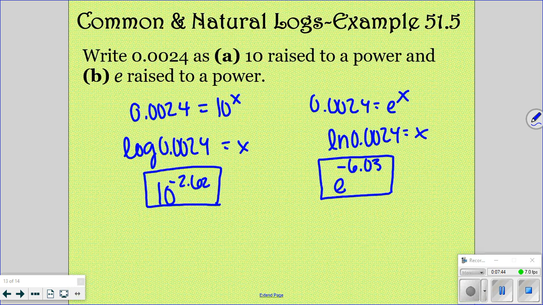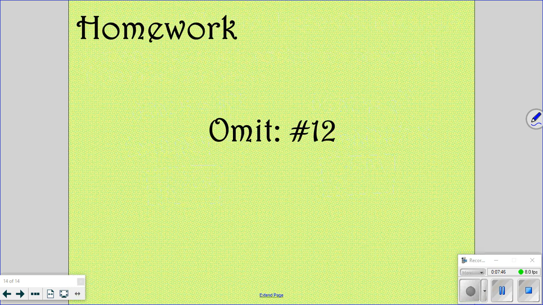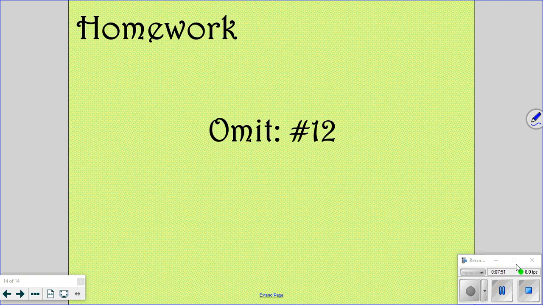Okay, your homework tonight is all of them except for number 12. You do get to omit that one. So make sure that you do those so that we can go over any questions you have tomorrow.